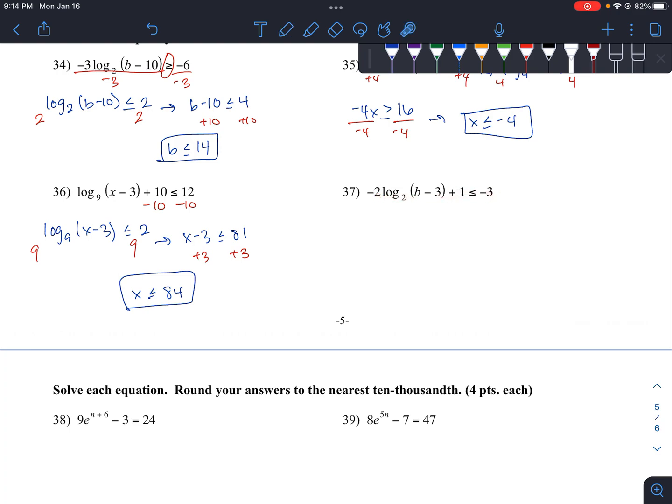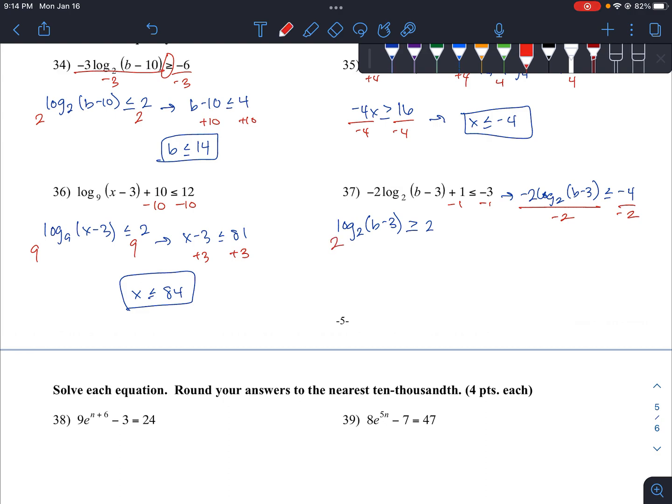Okay, over here, first thing I'm going to do is isolate the logarithm, so I need to get rid of this right here. So I'll subtract 1, negative 2 log base 2 of b minus 3, which would be less than or equal to negative 4. One more step, I'll have to divide by negative 2, which means I'll flip the inequality as well. So I'll have a logarithm base 2 of b minus 3 is greater than or equal to 2.